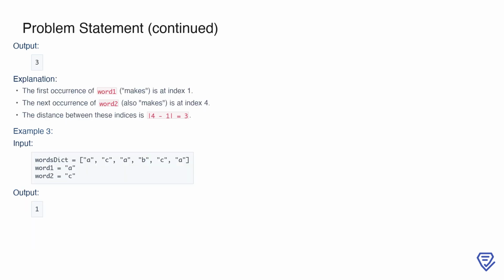In the second example, the input wordsDict is the same, but here both word1 and word2 are the same word, makes. The goal now is to find the shortest distance between any two occurrences of the word makes. The first occurrence is at index 1, and the next occurrence is at index 4. The distance between these indices is 4 - 1, which equals 3. Since this is the shortest distance between any two instances of makes in the list, the output is 3.